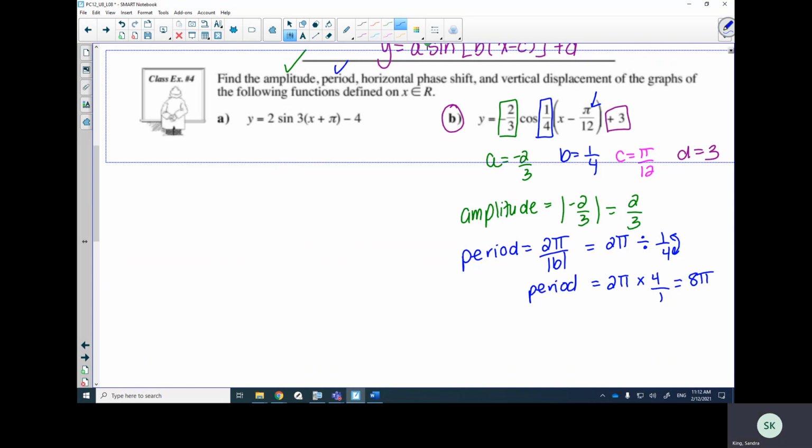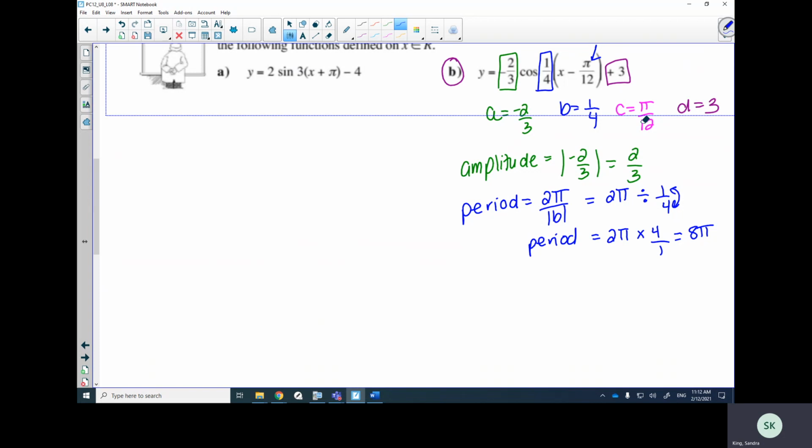So now my period is done. Horizontal phase shift is my C parameter. So my C parameter is, we said it was pi over 12. So what that means is there's a horizontal phase shift, pi over 12. You must tell me the units. It's either degrees or radians for a phase shift. So pi over 12 radians, and then you tell me the direction. Because C is positive, it's going to the right.